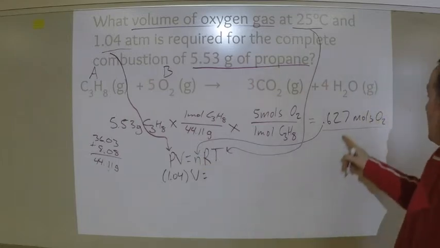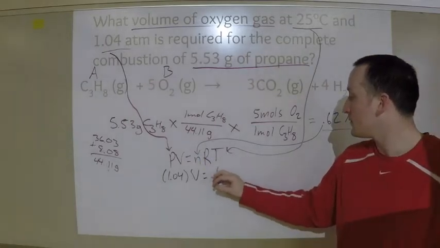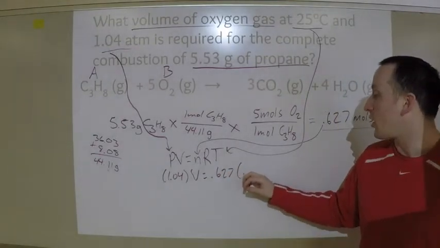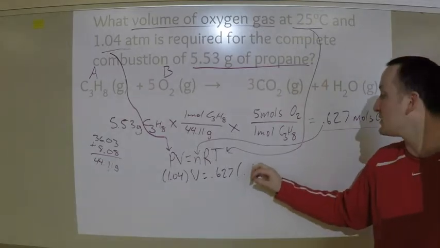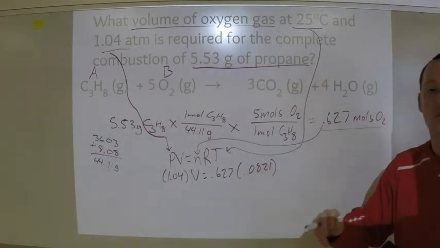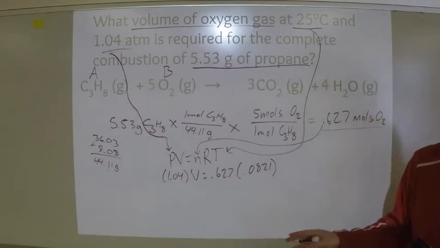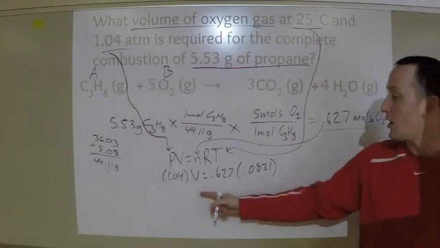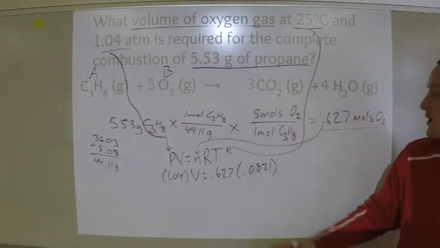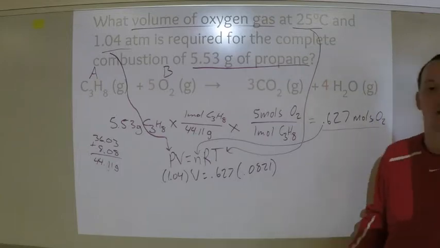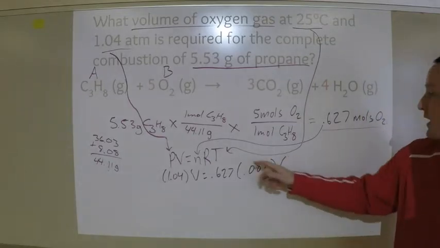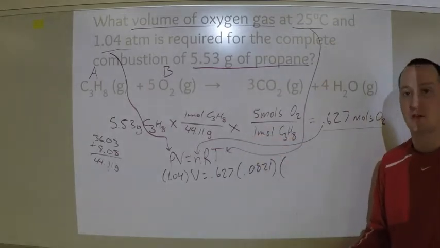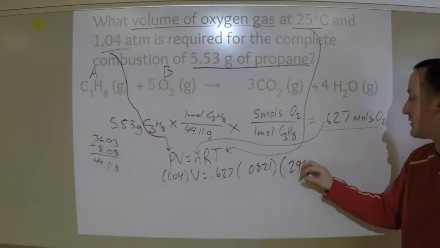I'm going to plug in my 0.627 for my moles of oxygen. I'm going to plug in R. Remember, R is 0.0821. Remember, there's multiple different values of R that we could use, but so that I only have to use one R value, 0.0821, my pressure has to be in atmospheres, my volume will be in liters, my temperature has to be in Kelvin. So now I need to plug in this temperature, but it can't be 25. I have to add 273, which is going to be 298.